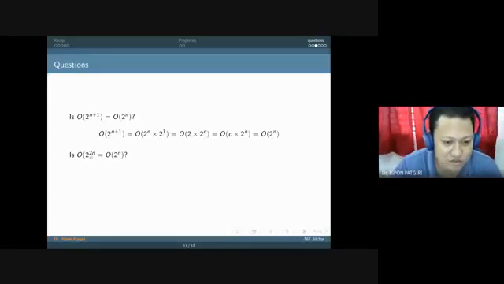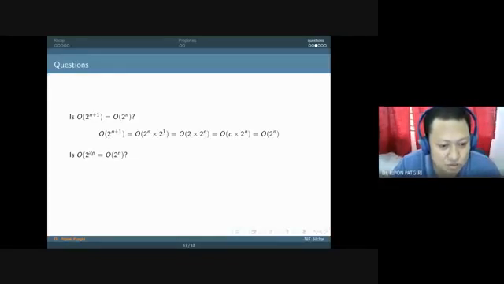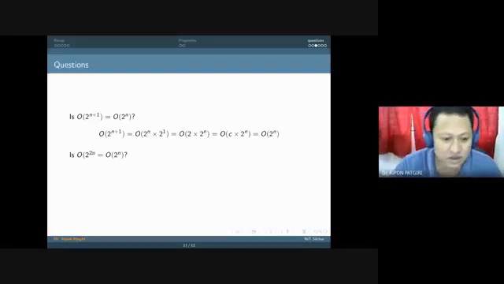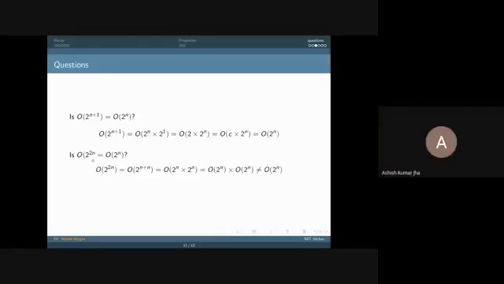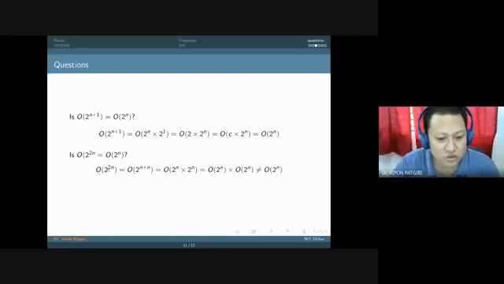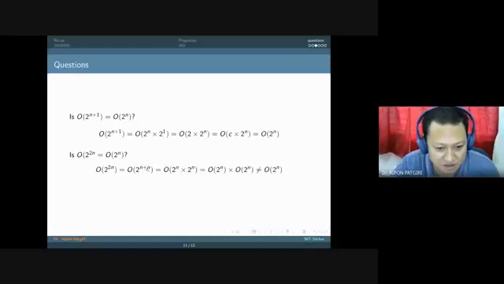In the exponent, 2 to the power twice n, the n is not constant, but the 2 in 2 times n is constant. Can we remove it? The answer is no, because 2 to the power twice n equals 2 to the power n plus n, that is twice n, which is big O of 2 to the power n into 2 to the power n.